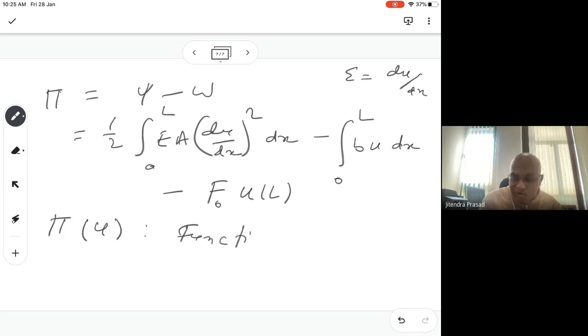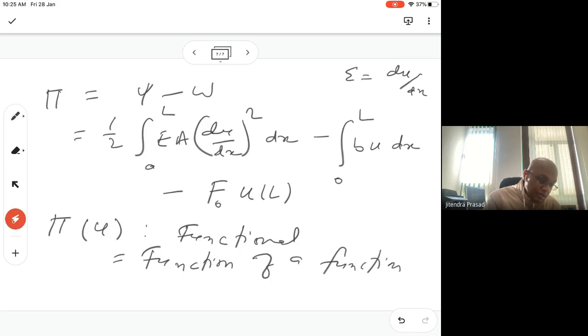So this is variational calculus. Basically, this is one of the courses taught at graduate level, so this comes from there. This is called a functional, or simply a function of a function. So basically, pi denotes a function which is a function of U, which is given like this one. Now, we know this is the potential energy, right? So this is the potential energy.